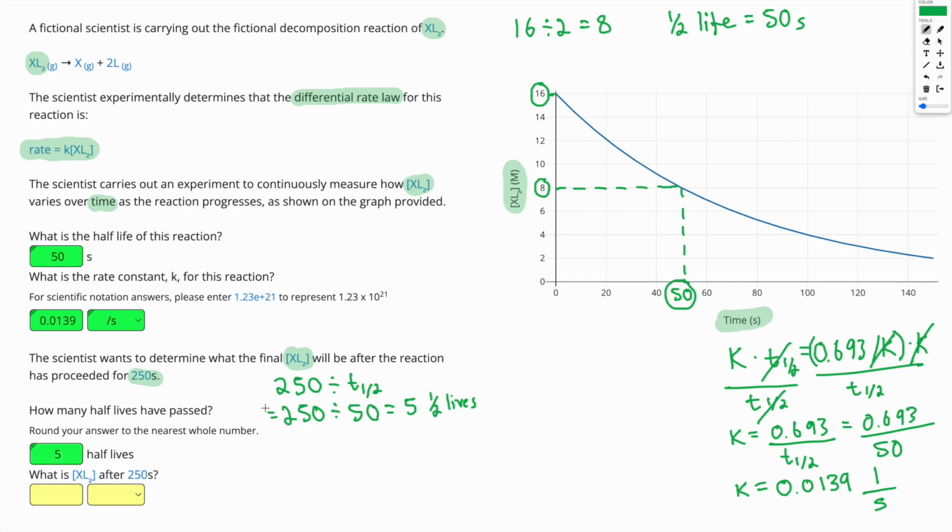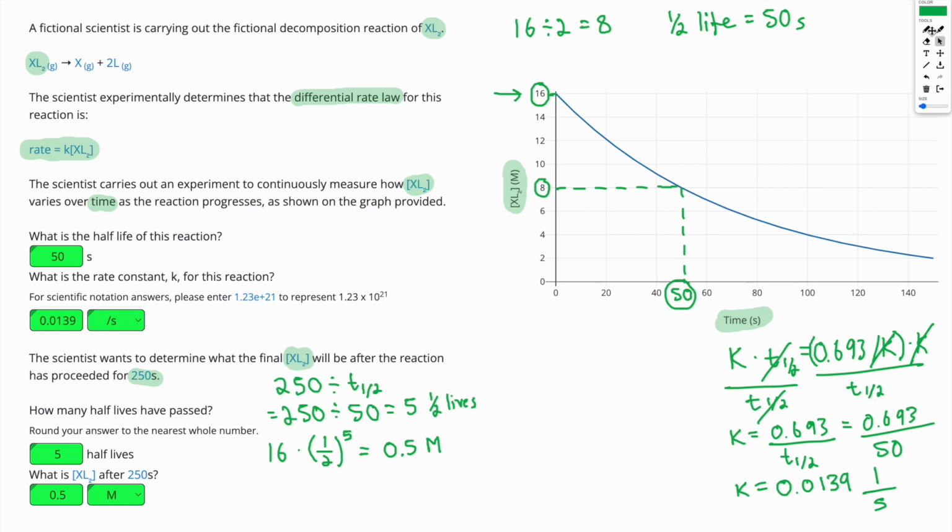The second question asks, what will the concentration be after 250 seconds? So it starts out on our graph at 16. That's our initial concentration. So we start out with 16. Now for every half-life that passes, we're going to multiply that by a half. So we're going to multiply it by a half 5 times for the 5 half-lives that pass. That's the same as multiplying by a half to the power of 5. So if we put that into our calculator, we're going to get out a concentration of 0.5 molar. Let's check that in our answer box. Awesome. So that's one method of doing it.